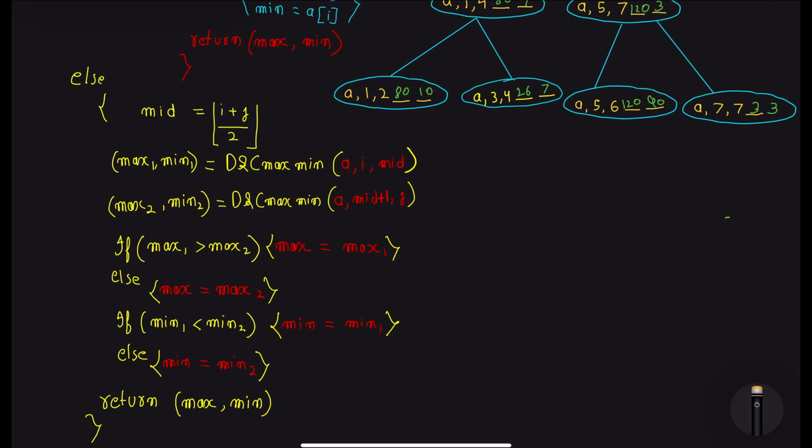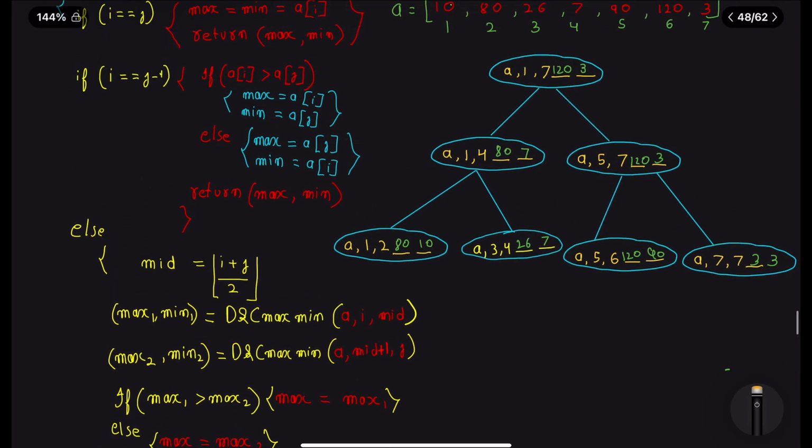So here in the tree you can see we got max 1 and min 1 as 80 and 10, and max 2 and min 2 as 26 and 7. On comparing max 1 and max 2, we got 80 as the max, and on comparing min 1 and min 2, we got 7 as the min.